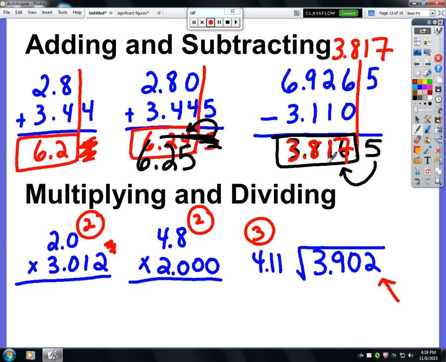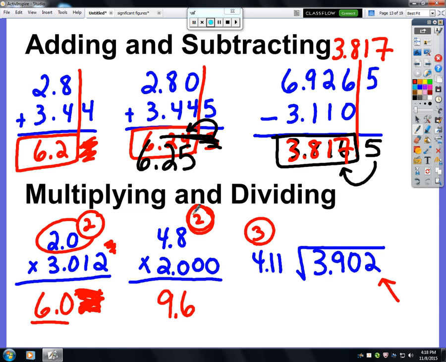Coming down here to multiplying and dividing, I do not look at drawing a line, do I? I look at my significant figures, and when I multiply this out, I get an answer of 6.024. However, as you recall, I'm limited by 2 significant figures. So I have to look at that 6.0 and say, does the 2 do anything to the 0? No, it doesn't, and so therefore there's my answer. I'm going to multiply 4.8 times 2.000, and I get an answer of 9.6. How many significant figures do I have? 2, and therefore 9.6 is my answer.